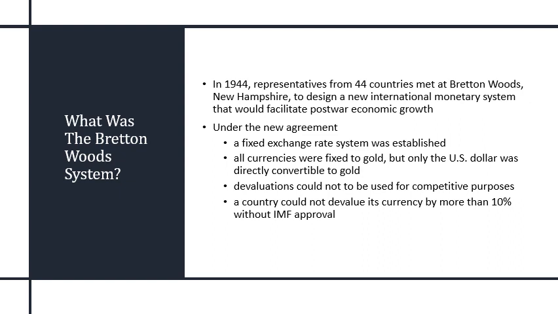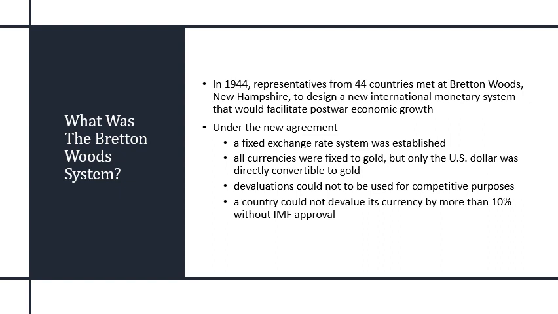So they come up with a new mechanism. Now, what was that system that was newly agreed upon and developed? Under this new arrangement, a fixed exchange rate system was established for the first time. Now, fixed exchange rate system we already discussed in the previous slides. And second, all currencies were fixed to gold, but only the US dollar was directly convertible to gold.